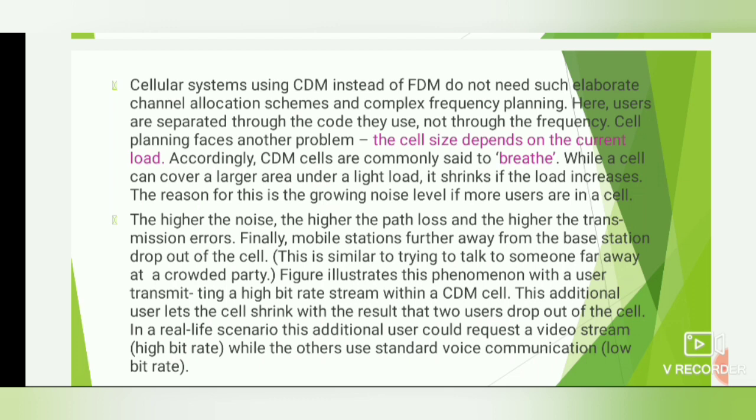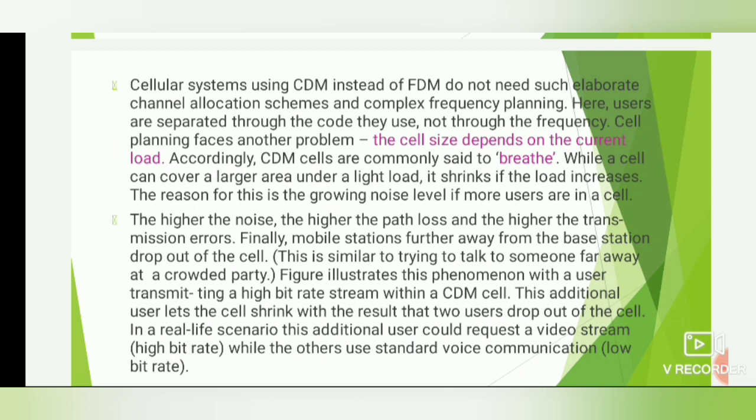So, cell planning faces another problem, that is the cell size depends on the current load. As the load varies, the cell size also varies. Accordingly, CDM cells are commonly said to breathe, that is, when breathing they may expand and shrink. While a cell can cover a large area under a light load, it shrinks if the load increases. This is due to the growing noise level if more users are in the cell.